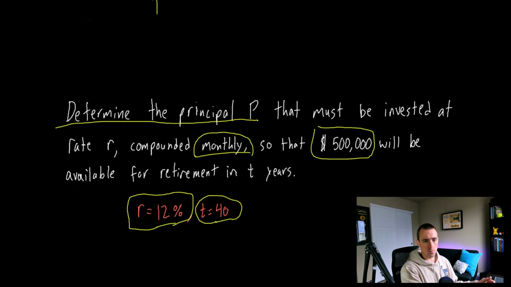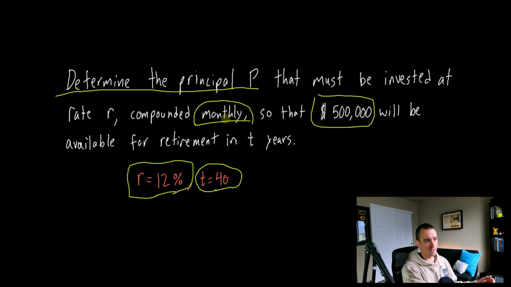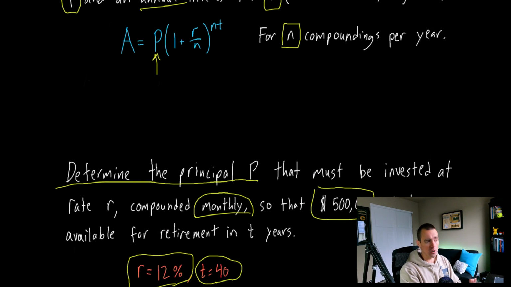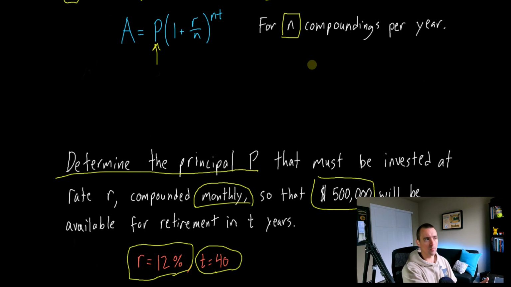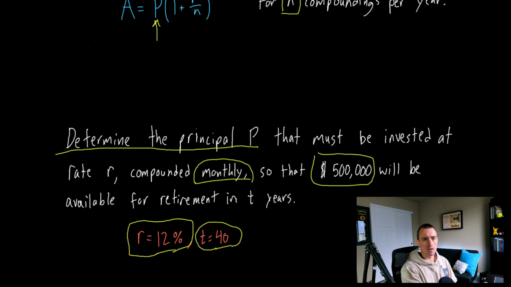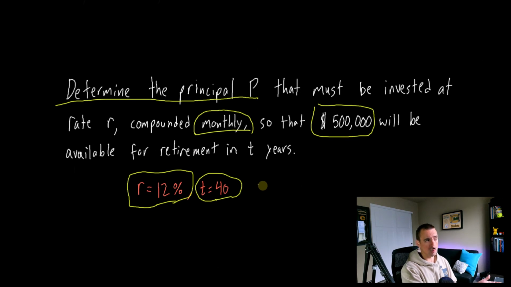So let's break down what these two things actually relate to in our equation. If it's compounded monthly, how many times per year is it compounded? Because N represents compoundings per year. We know it happens monthly. Well, there are 12 months in the year, so we know N is 12. We can use that in our equation.